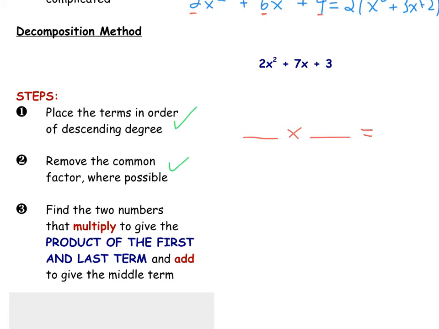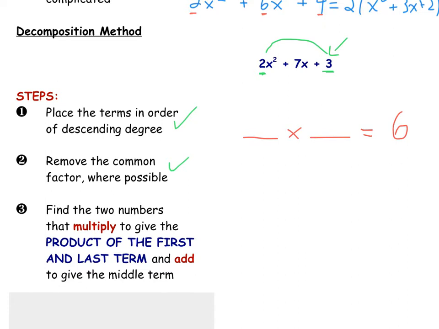Well, it means I need to look at, here's my last term, and I need to look at the coefficient of my first term. So instead of just looking at the 3, I have to look at both the 3 and the coefficient of my squared term. So really now I'm looking for two numbers that multiply to give me whatever 2 times 3 is. In other words, I'm looking for two numbers that multiply to give me 6 instead.